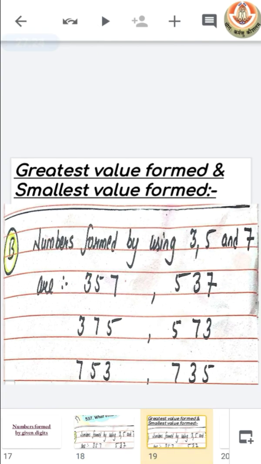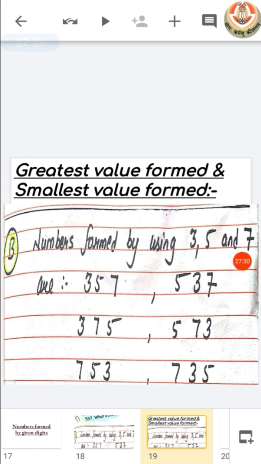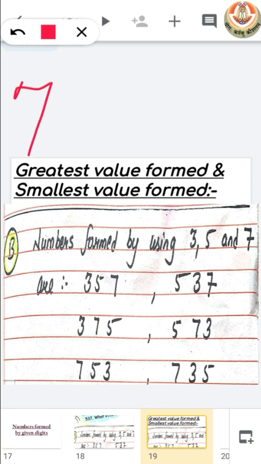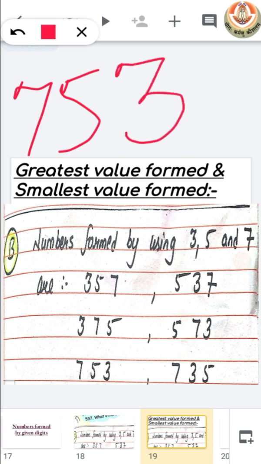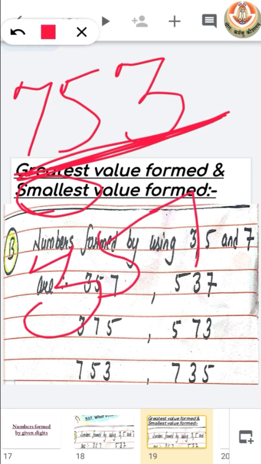After this we have to find which is the greatest number and which is the smallest one. We know that the greatest number can be found when we write digits in descending order. Means first we write the greatest digit, then the digit less than it, and then the smallest one. The smallest number can be found by just reversing the greatest number. So the smallest number is 357.